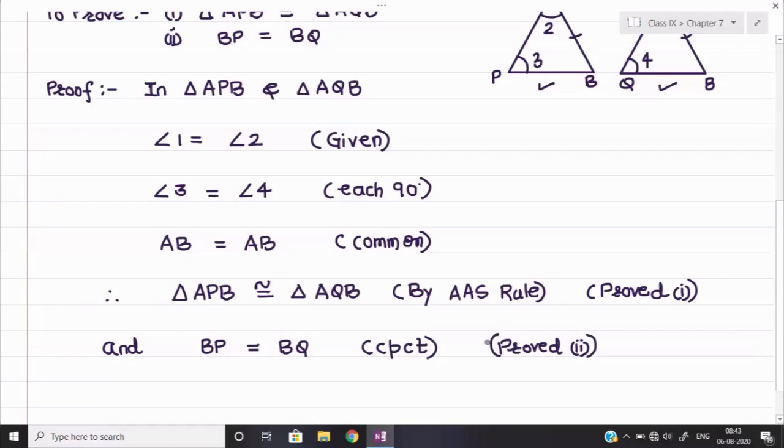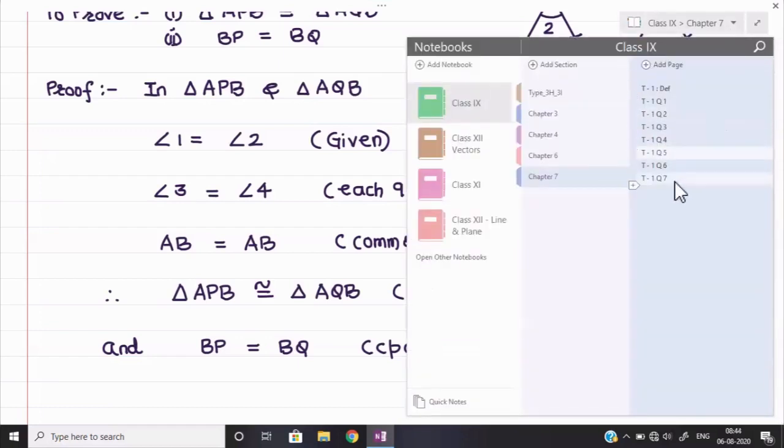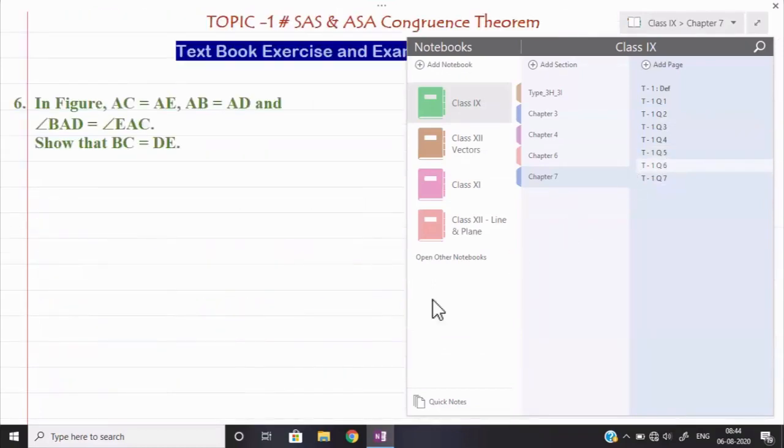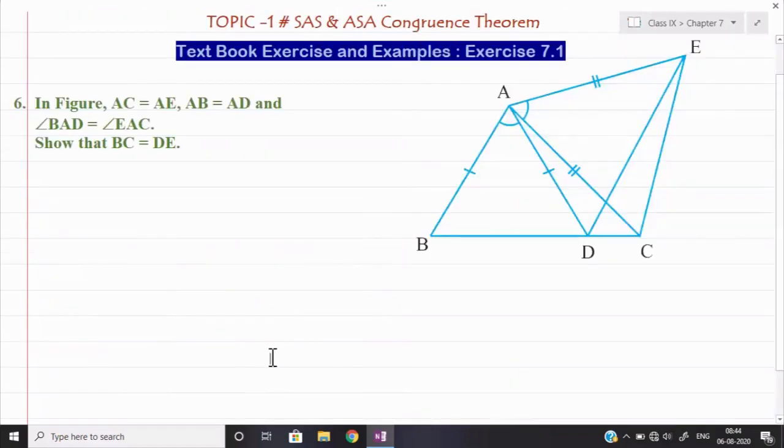Now let us see today's third question, and in the exercise I think we are doing now question number 6. Okay, so let us see question number 6. In question number 6 we have been given a figure which you can see is a little bit complicated now. Okay, and in this figure, see, three things are given equal. AC and AE are given equal.